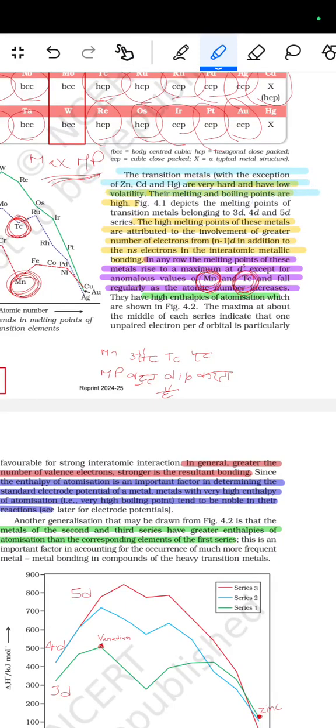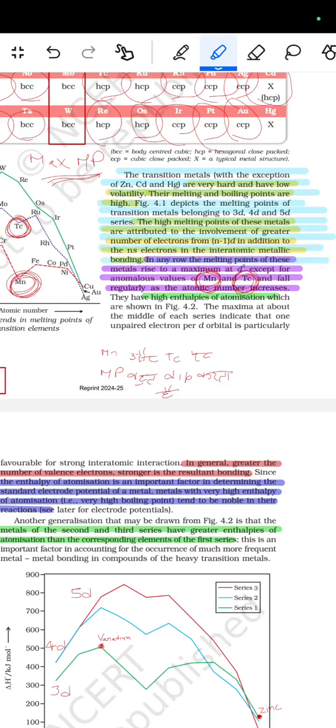Their melting and boiling points are high. Figure 4.1 depicts the melting points of the transition metals belonging to the 3d, 4d and 5d series. The high melting points of these metals are attributed to the involvement of a greater number of electrons from the (n-1)d in addition to the ns electrons in the interatomic metallic bonding.